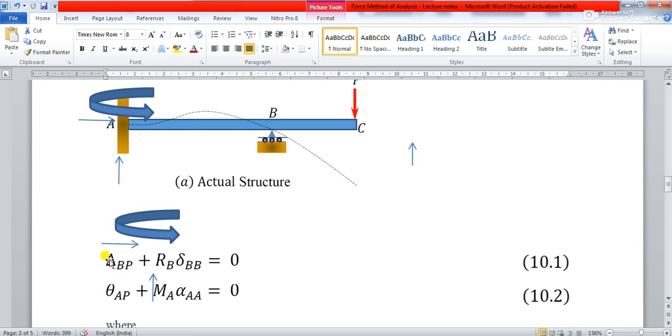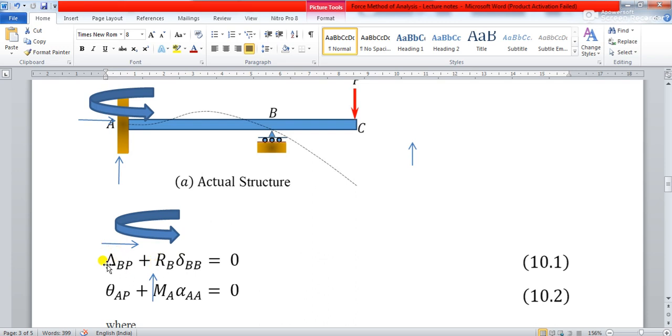See this one, delta BP, that is the deflection at point B because of P, and the deflection at B because of XB. XB is what? That unit redundant load, and RB is being multiplied with that. So the sum of those two must be equal to 0, because at this point in the structure there should not be any deflection. So that is actually your compatibility equation.